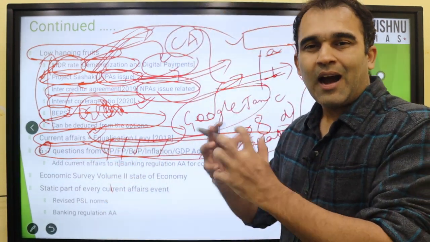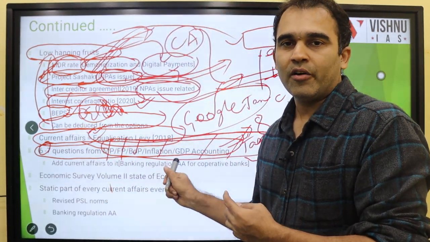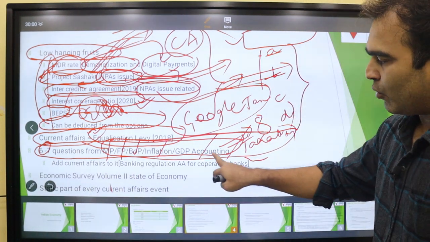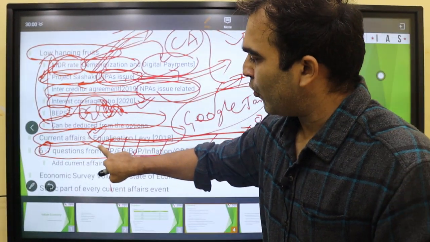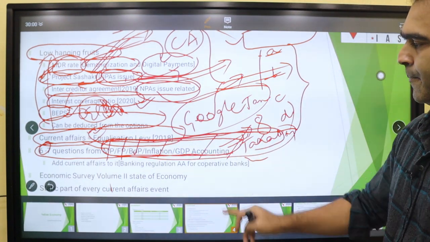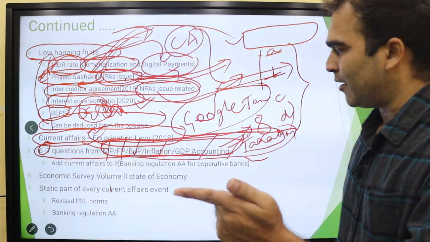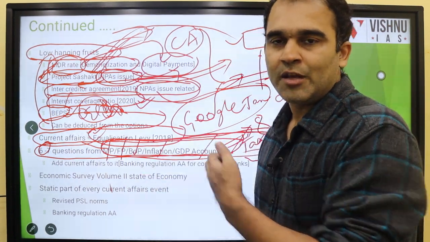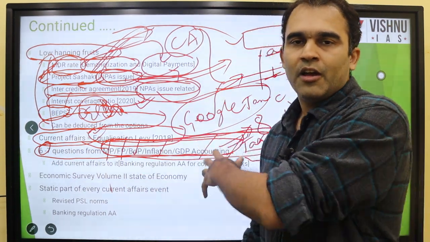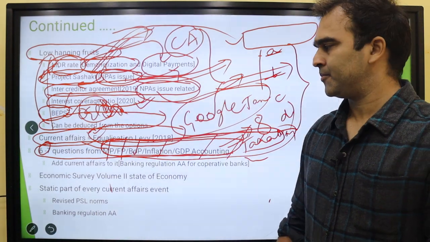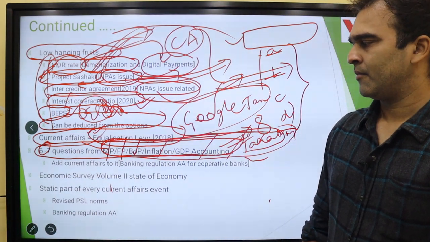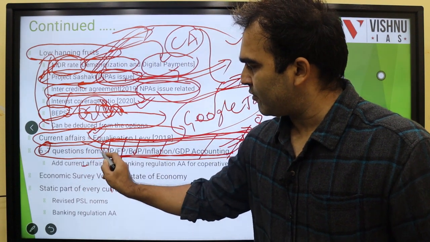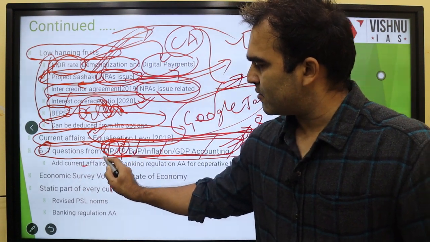These are like the heart and muscle and blood of the economy. So you need to focus on these 4 or 5 topics. Remember that: monetary policy, fiscal policy, balance of payments, inflation, national income accounting or your GDP accounting, and your taxation. Then add current affairs for each of these topics.